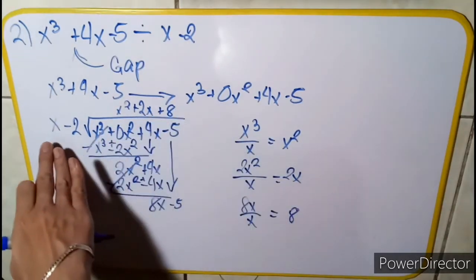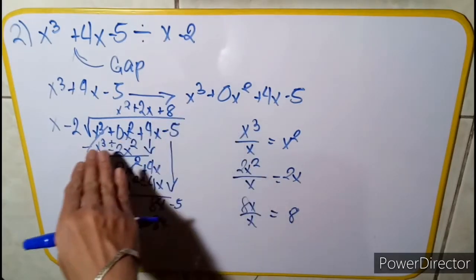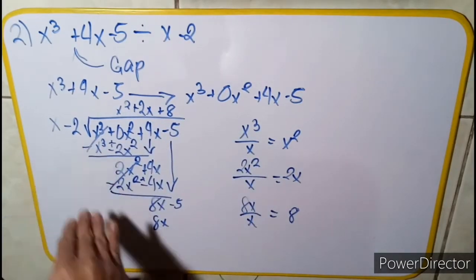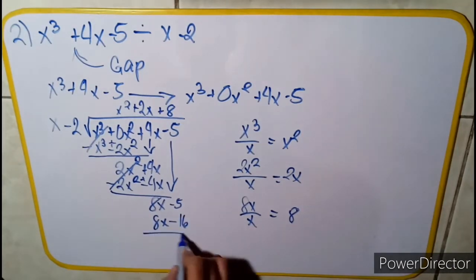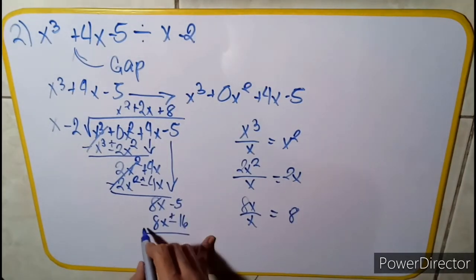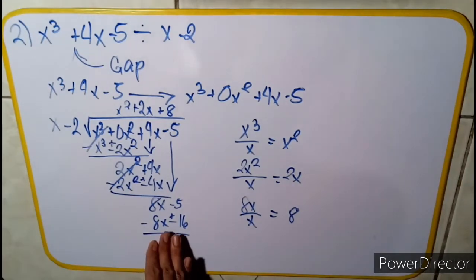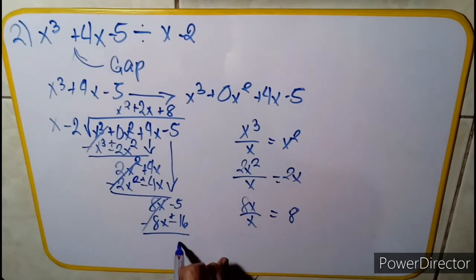Now 8 times x will be 8x. Then 8 times negative 2 is negative 16. Change the sign and subtract. Positive 8x minus 8x will be cancelled out. Then, negative 5 minus positive 16 is positive 11. And 11 will be our remainder.